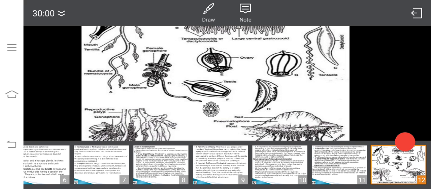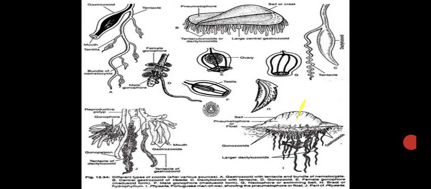where you can see the presence of a sail or crest, what is called the nematophore or float. From the base of that nematophore, you see the hanging gonozoids and larger dactylozoids, and there will be gastrozoids in between. You will also be able to see a fish entangled between the clutches of these tentacles. So these are the details of polymorphism in Physalia and other siphonophores.